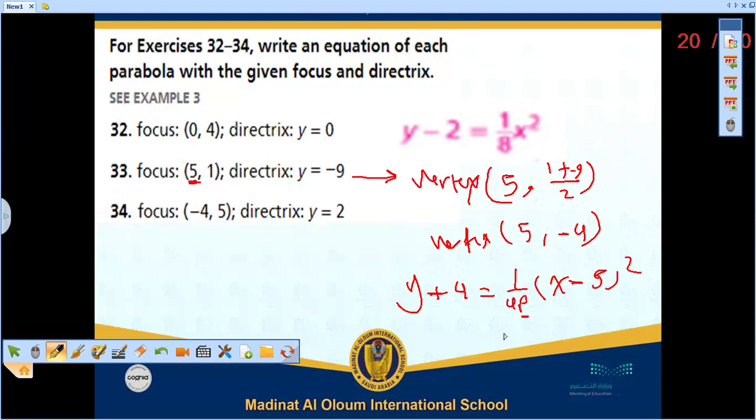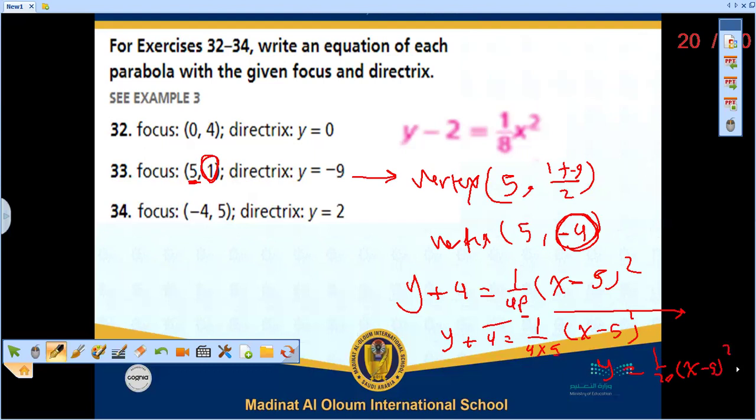Now my problem is p. How can we get p? The distance from vertex to focus. From negative 4 until 1, I can make 1 minus negative 4, which is 5 directly. Y plus 4 equals 1 over 4 times 5 times (x minus 5) squared. I take this 4 to the right hand side: y equals 1 over 20 (x minus 5) squared minus 4.